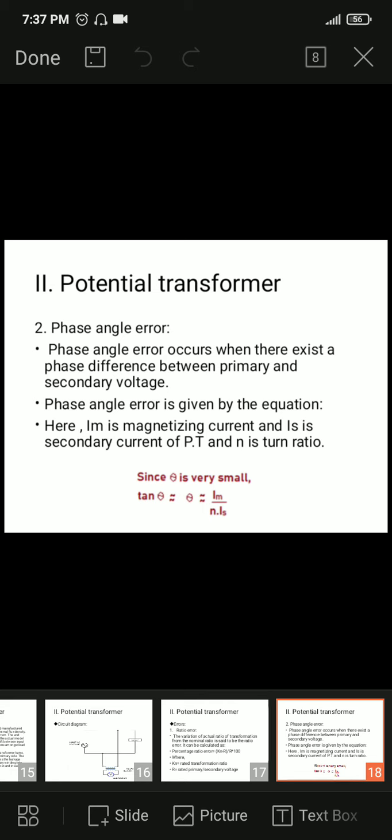Number two is phase angle error. The phase angle error occurs when there exists a phase difference between primary and secondary voltage. Phase angle error is given by the following equation: tan theta is equal to Im by n times Is. Here Im is the magnetizing current, n is the turn ratio, and Is is the secondary current of the potential transformer.